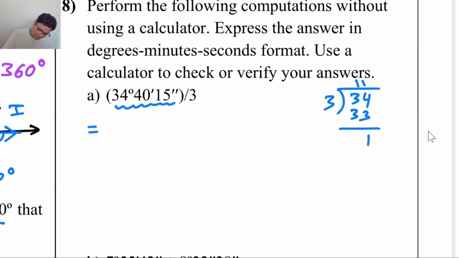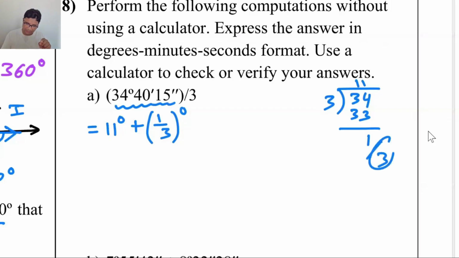So this should be 11 degrees plus 1/3 degrees. You have to understand that. I'm dividing by 3, so that remainder, you have to divide by the divisor, when you express it here. Okay, so that's 11 degree plus 1/3 degree.